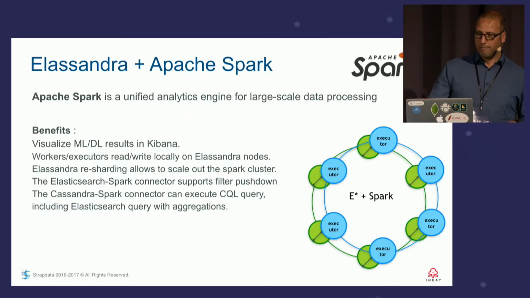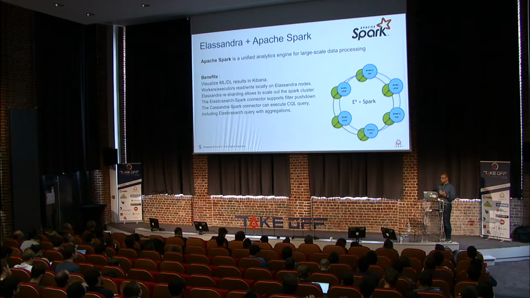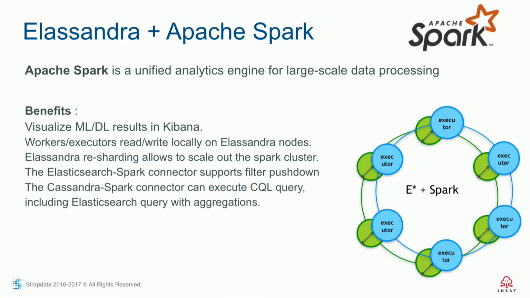So Elasticsearch is also working with Spark. Spark is a unified analytics engine. And the main advantage is that you can run machine learning jobs with Spark and visualize your data directly from a Cassandra cluster by indexing those data in Elasticsearch.